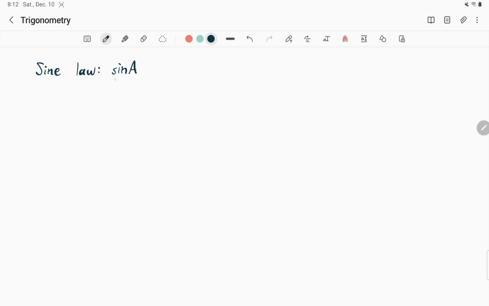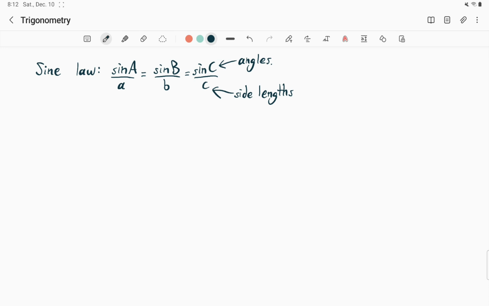Let me just write it up. It's sine capital A over lowercase a equals sine capital B over lowercase b equals sine capital C over lowercase c. That's kind of what you'll see most often if you Google sine law. Here, the lowercase letters are side lengths of a triangle, and the uppercase letters are angles. That's kind of the big difference. And we'll get into why there are matching letters there in just a second.